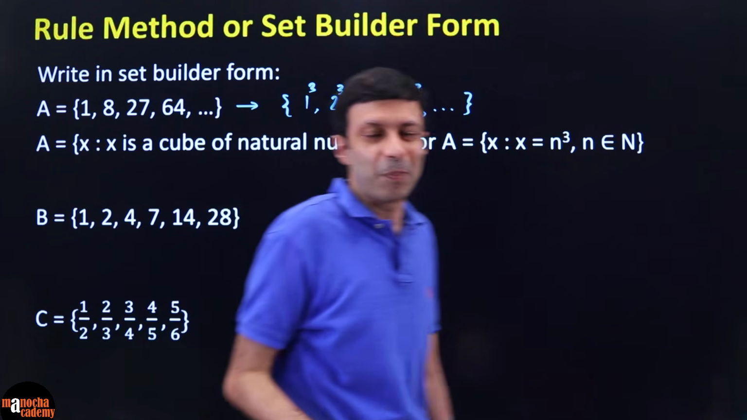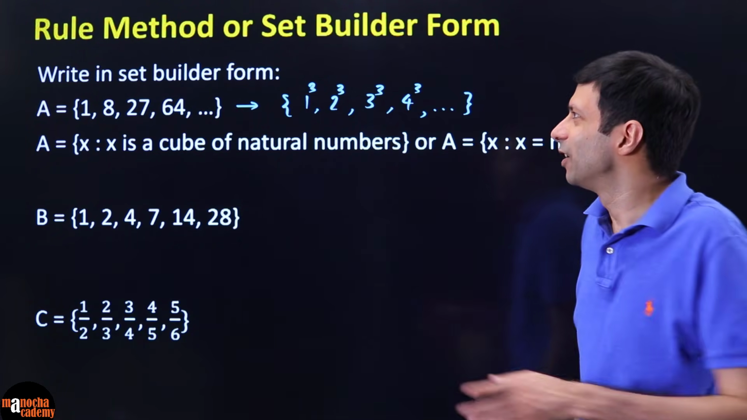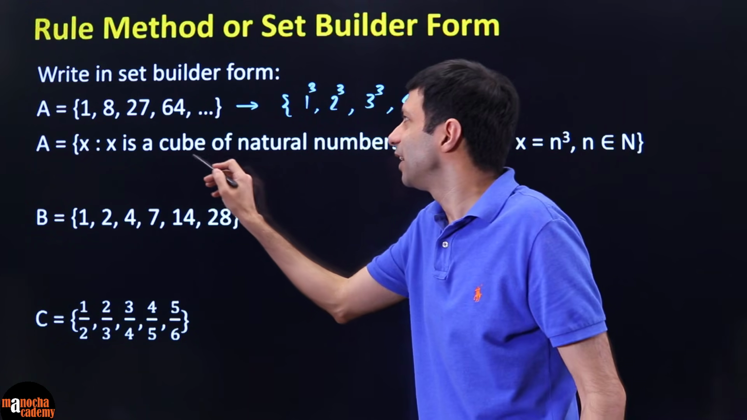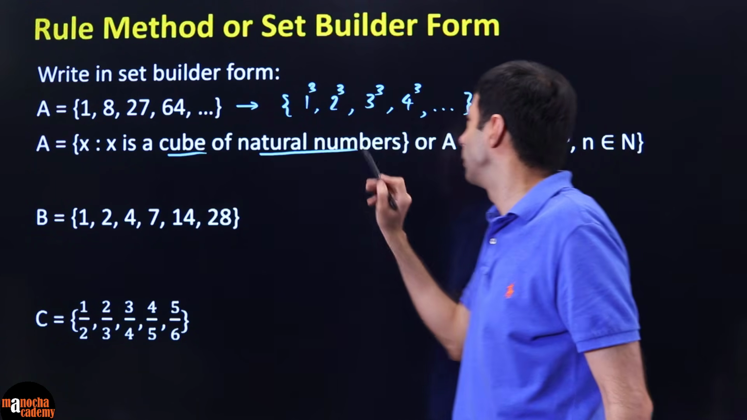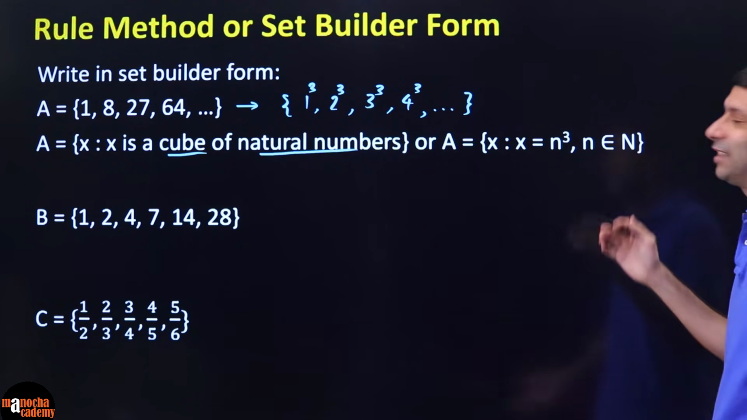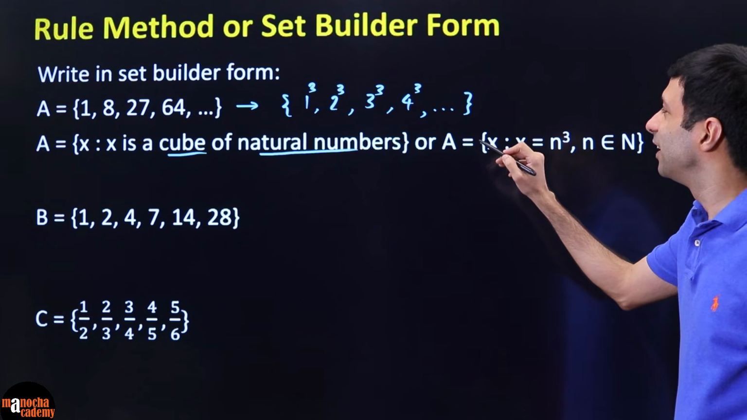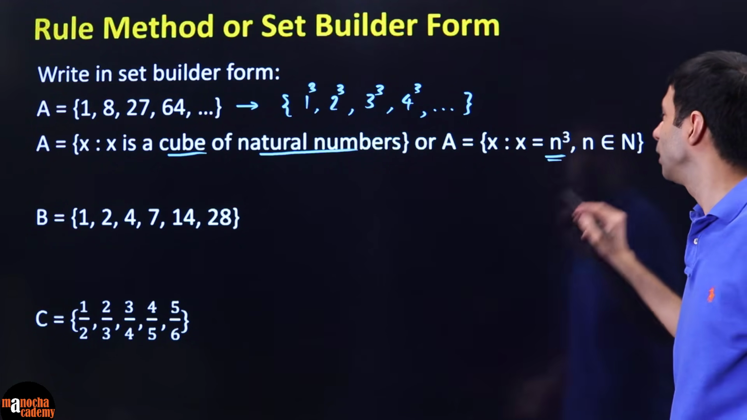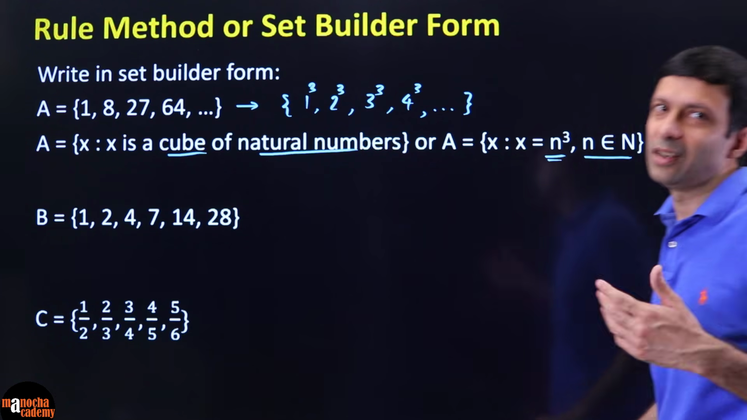So this question is like a puzzle. You have to detect what the pattern is here. You can see these are all perfect cubes. So we write x such that x is a cube of a natural number. Or you can write it like this, which looks a little more fancy and mathematical. We can say A equals {x : x = n cubed}. You can use another variable, where n belongs to natural numbers.